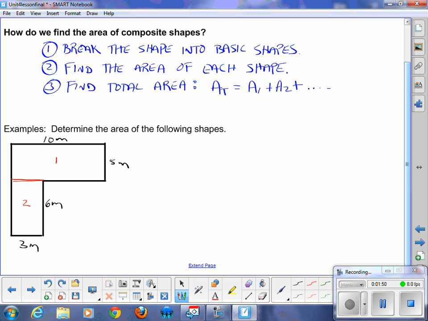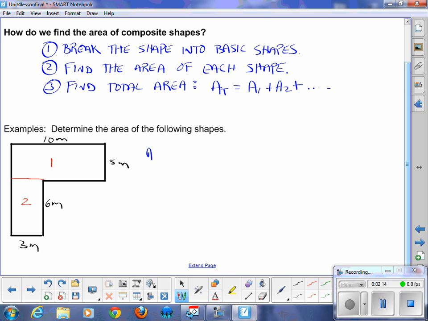I could also cut it this way, and then I have shape 1 and 2. At the end of the day, it doesn't matter which way you pick it. You can't mess up that part. It's whichever one you see first is the one you're going to run with. It's going to give you the same answer regardless. So I'm going to go back to my original. I'm going to go area 1 and area 2. So I'm going to calculate them separate.